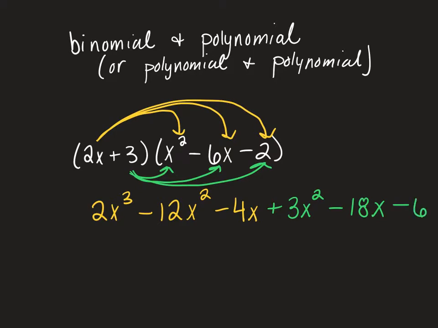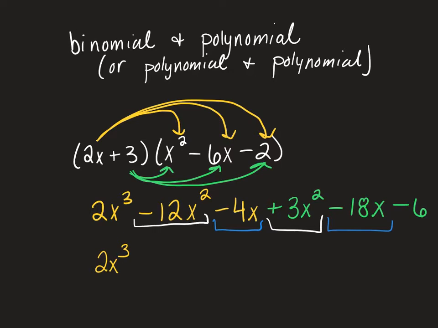So now we're going to use our combining like terms method that we talked about for the first part of 1.2. So we have a negative 12x squared and a positive 3x squared. We have a negative 4x and a negative 18x. And the other stuff we just bring on down. So we're going to bring down our 2x to the third.